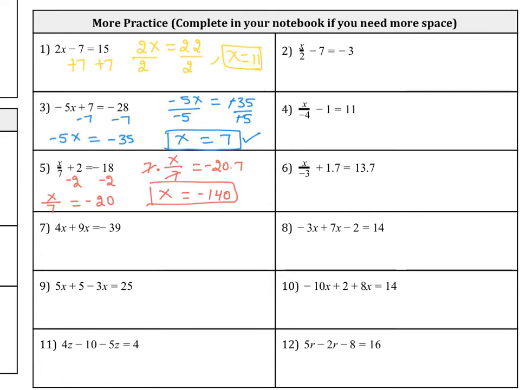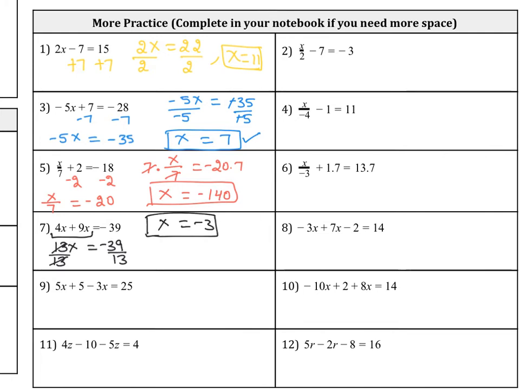Example number 7. 4x plus 9x equals negative 39. Now here we're going to combine the like terms first and then solve for x. We have one side as 4x plus 9x. We can see that 4x plus 9x are like terms, so we can combine them, which is 13x equals negative 39. Now 13 times x equals negative 39, and to solve that we are going to divide 13 on both sides, so it's going to give us x equals negative 3.